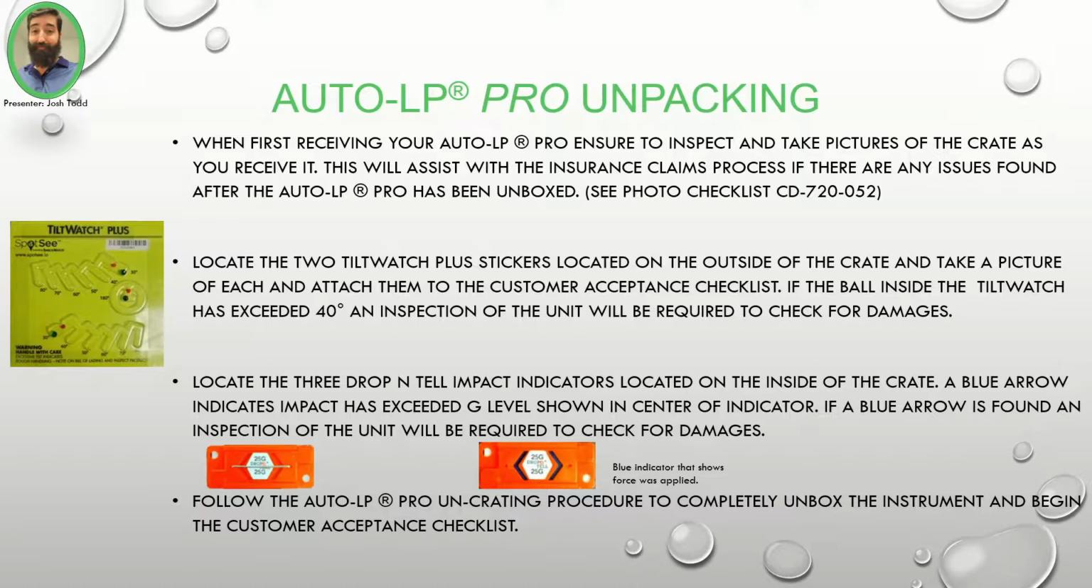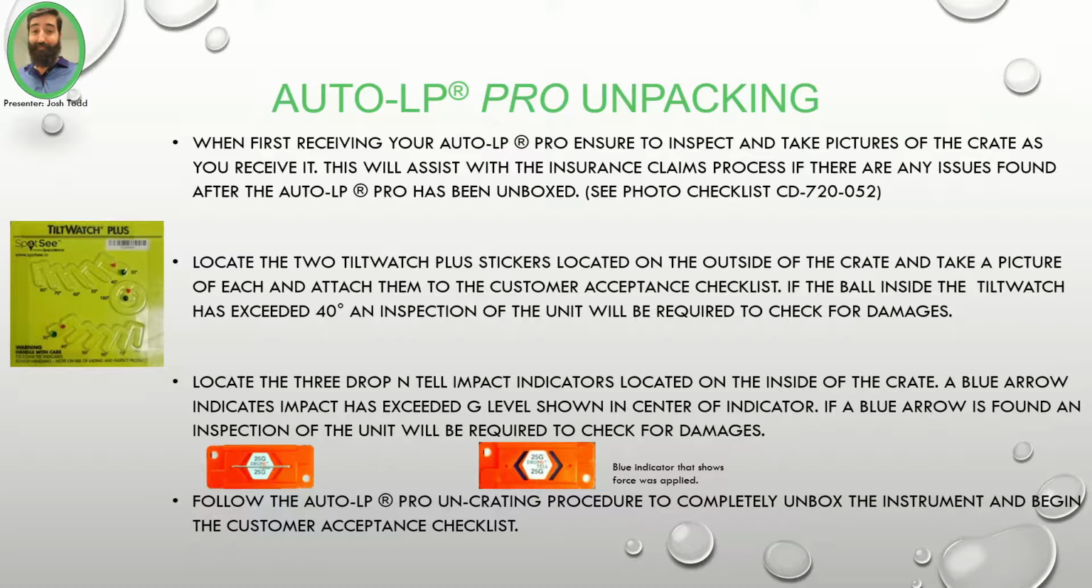AutoLP Pro Unpacking. When you first receive your AutoLP Pro, ensure to inspect and take pictures of the crate as you receive it. This will assist with the insurance claims process if there are any issues found after the AutoLP Pro has been unboxed. See Photo Checklist CD 720052 for photo checklist.